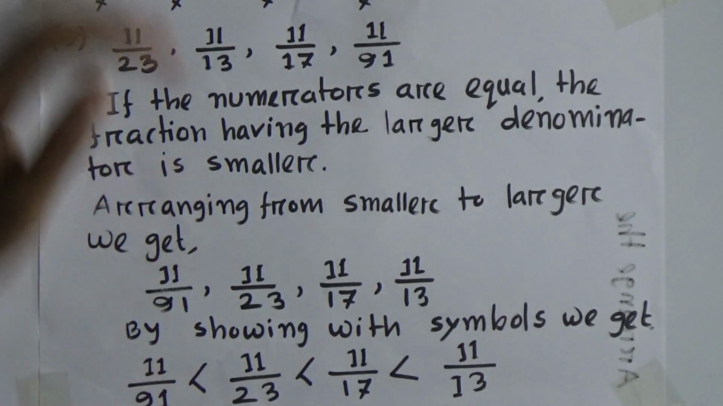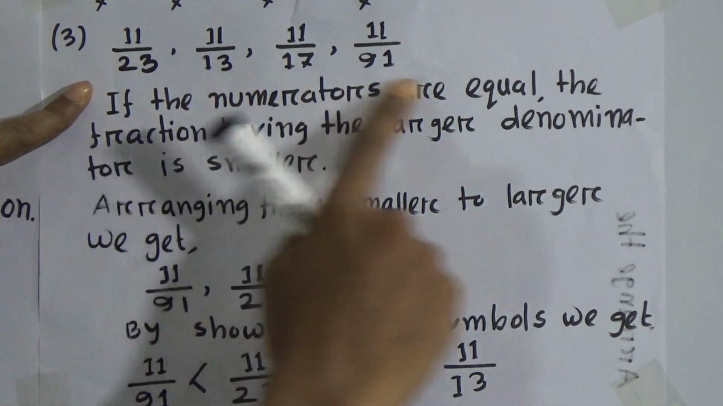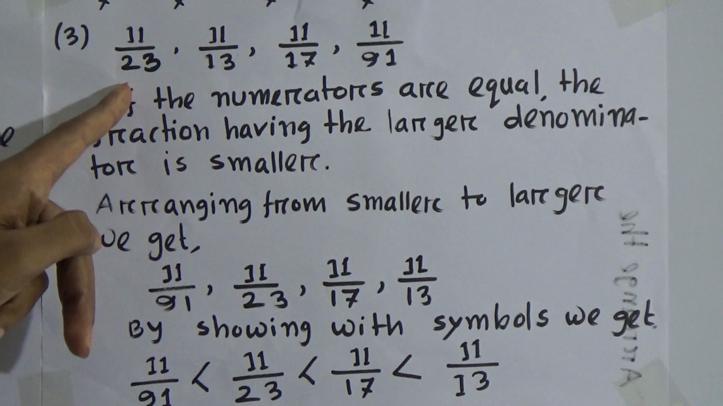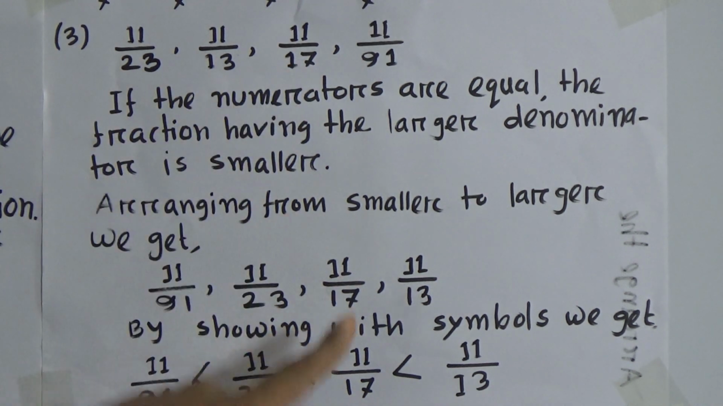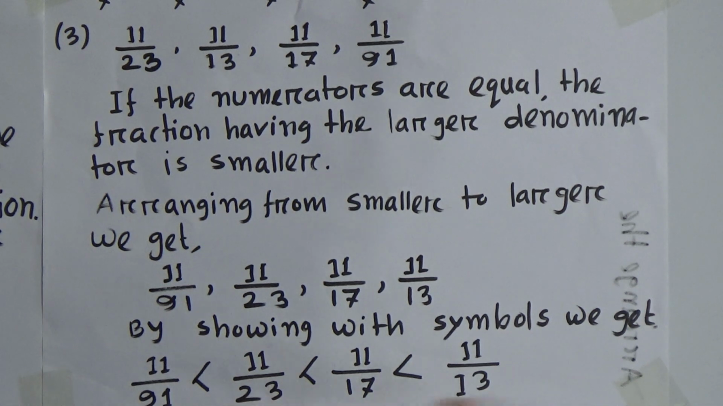Okay. Suppose 11 by 91 is the smallest among all, so I have written 11 by 91. Okay, then what? 23, 17, 13. And I have written here using the smaller than symbol. Okay, smaller than, smaller than, smaller than.